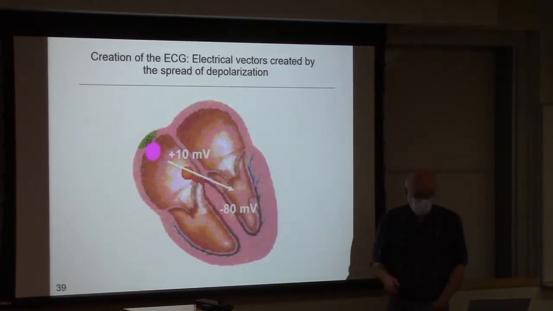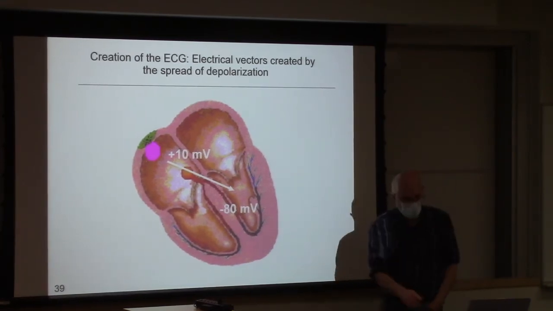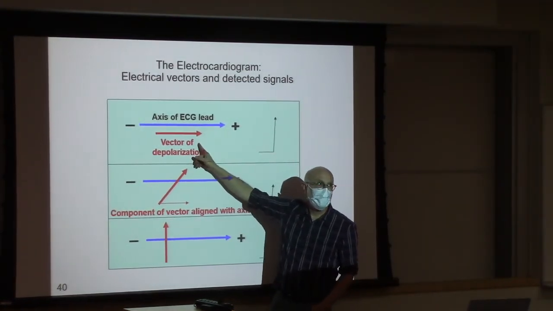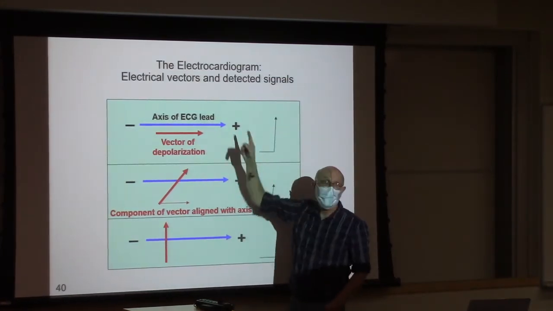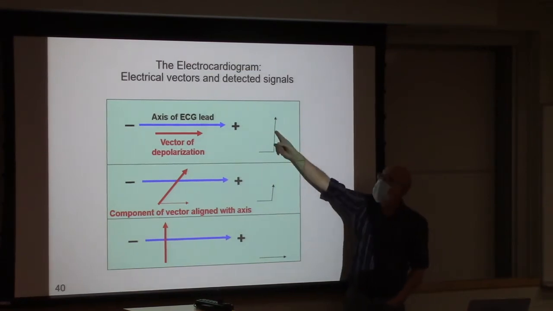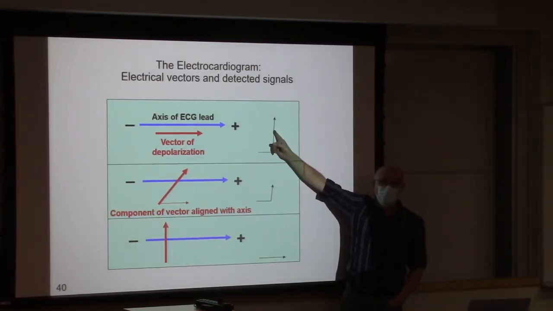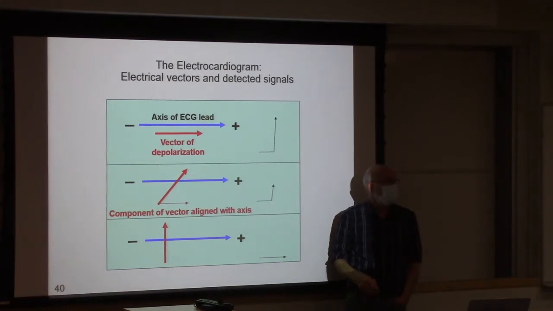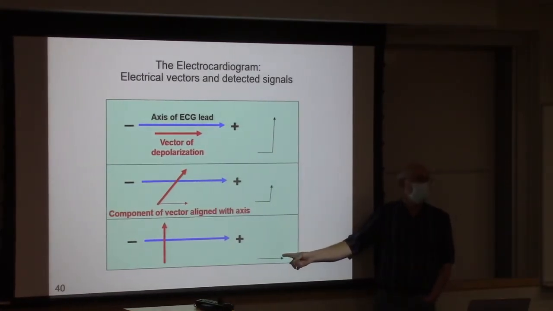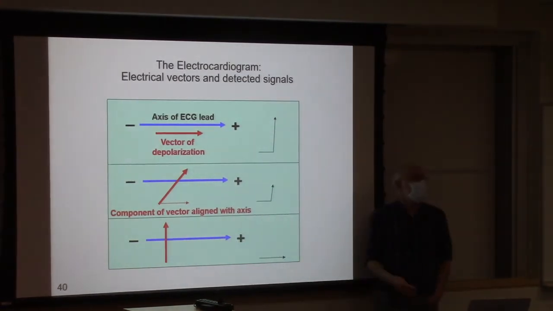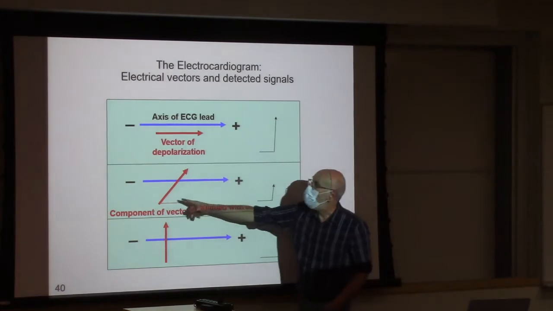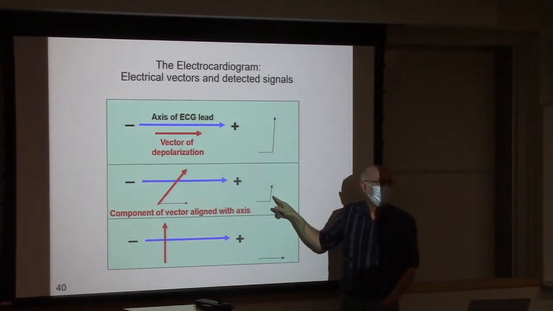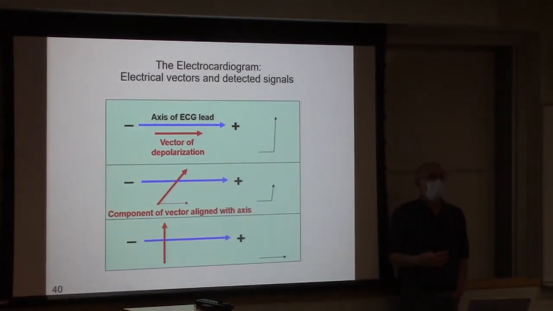And so you can see that, well, let me go to the next slide. If the vector of the signal is aligned with the vector of the lead, we get a positive signal. We can detect a positive signal. If the vector is perpendicular to the direction of the lead, the lead is blind to that signal. The signal still exists, but the lead can't see it. And if the vector is oblique to the lead, it sees it, but it only sees part of it. It only sees the part that is parallel to it.